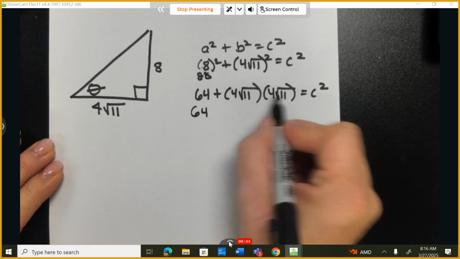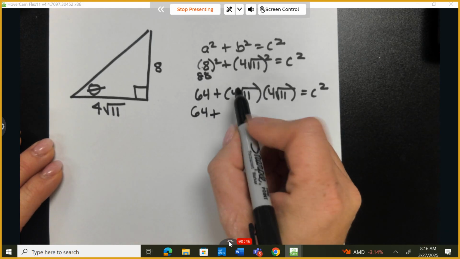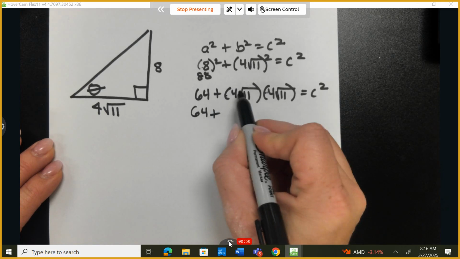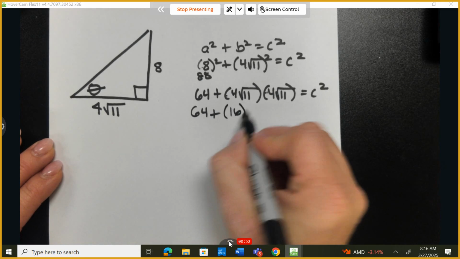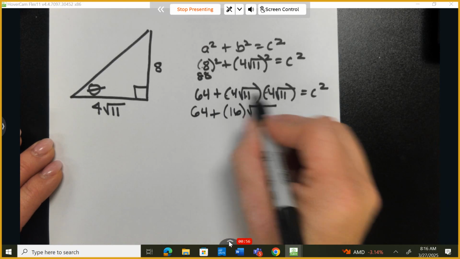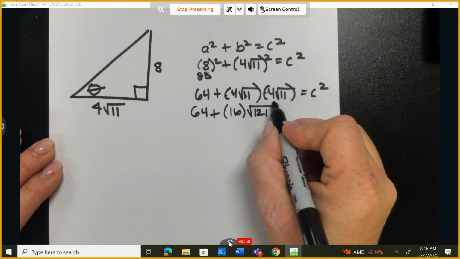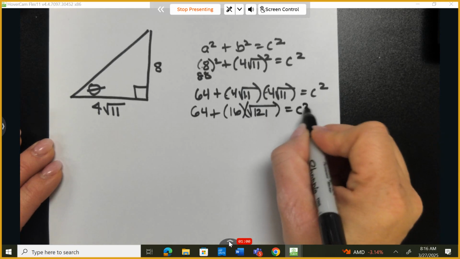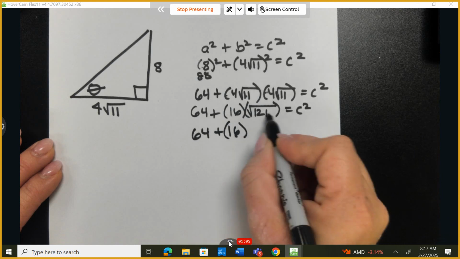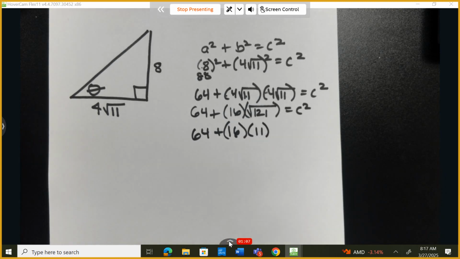So how do I go about multiplying these? I'm going to multiply numbers that are in the same form. So 4 times 4 is 16. And then the square root of 11 times the square root of 11, I multiply the inside. So 11 times 11 is 121. Now, I know that the square root of 121, and this is where the mistake was made yesterday, is 11. I don't put a square root over the top of it.